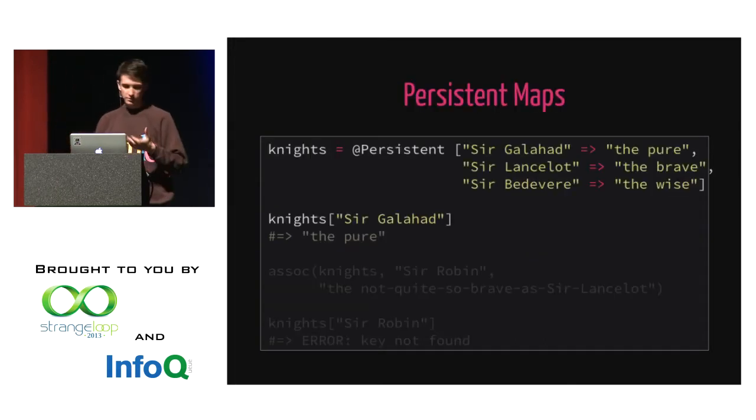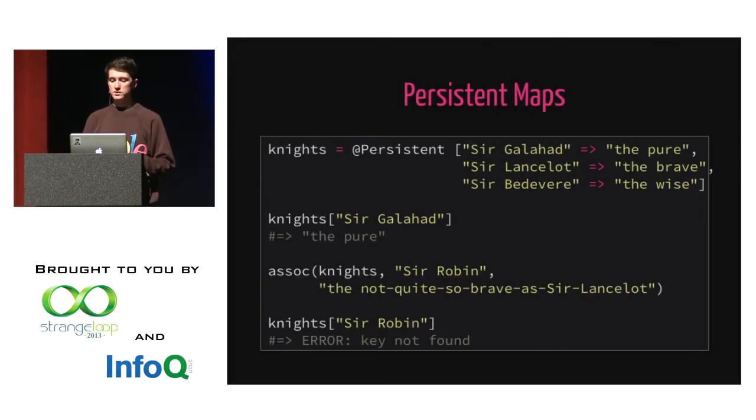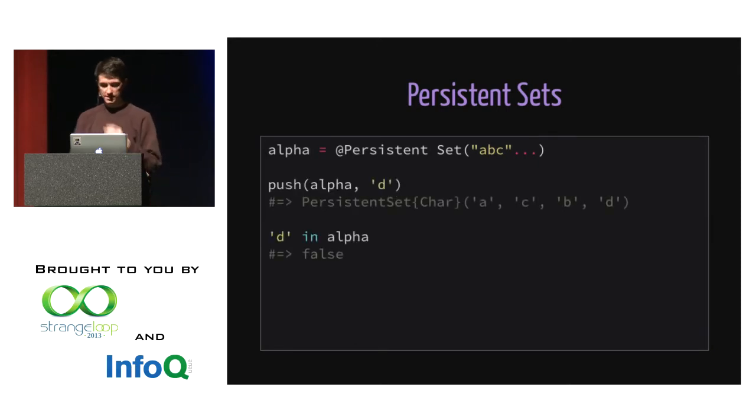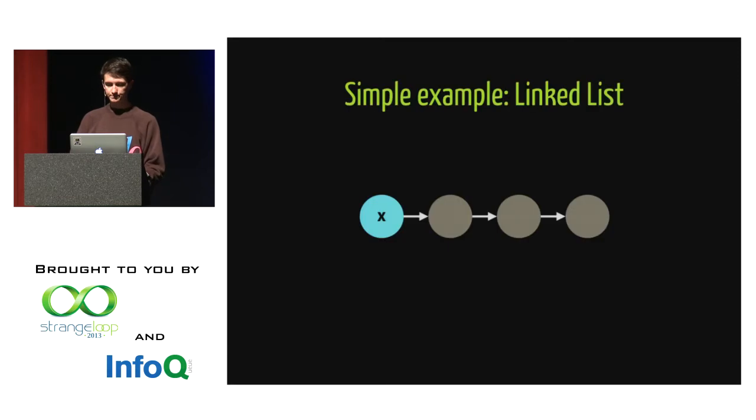I should also be able to do the same with maps. I should be able to associate a new key value pair onto an existing hash map, and I should get back a new one. But if I look in the previous hash map for the key Sir Robin, I don't get to know that he's not quite as brave as Sir Lancelot. And the same thing with sets. So this is all pretty standard. This is what you might expect if you were doing functional programming. But in case you haven't done a lot of it, this is what we expect these operations to do once we're through with this.